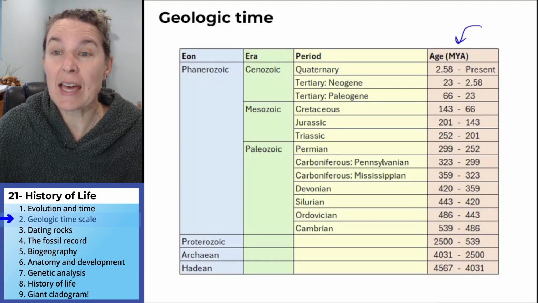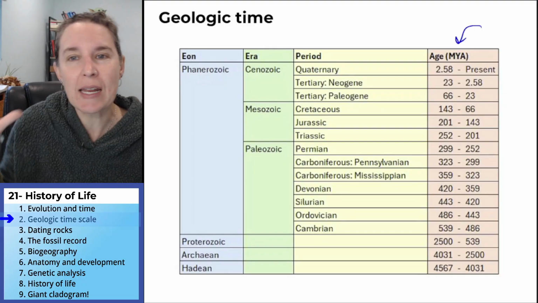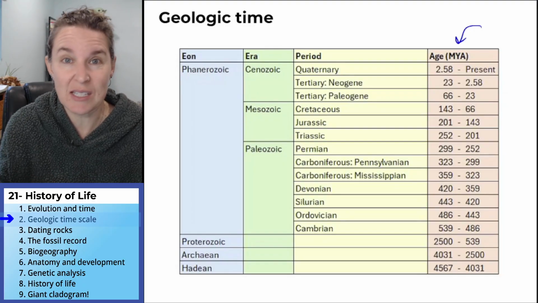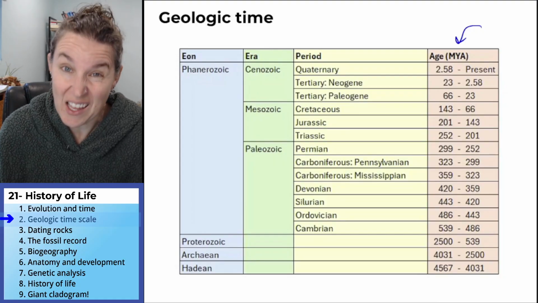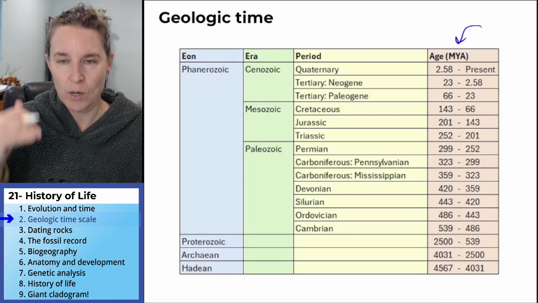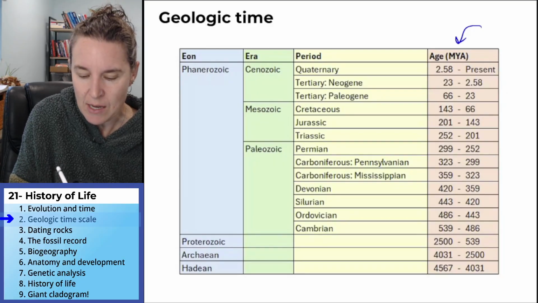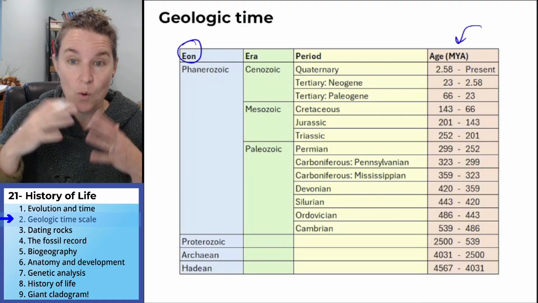I think that also remembering that we're talking about millions of years, we're not adding all the zeros into this just to keep the numbers a little more manageable. But don't forget that each one is millions of years. And we have an organization here. We have eons, that's the biggest organization.